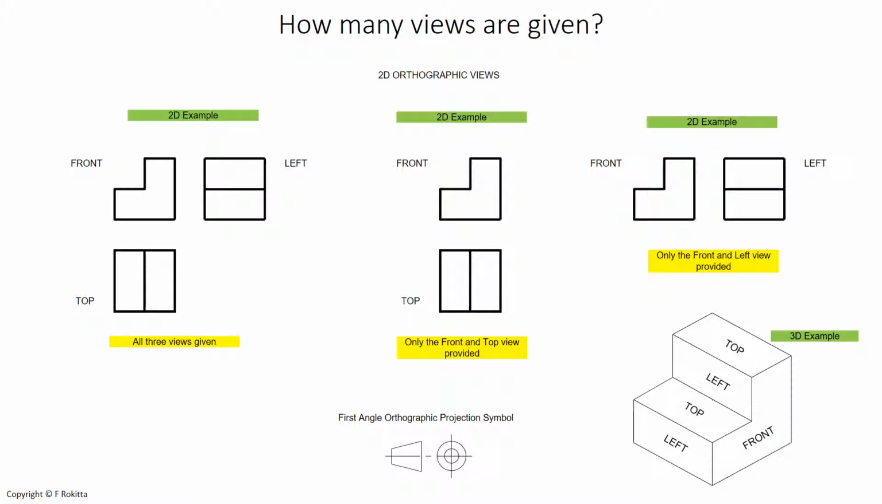In the middle, we see that only the front and top view of our model has been provided, but the information here should be sufficient for us to be able to draw the full 3D model of our question. On the far right, we see that only the front and left view has been given, and in this case the top view has been omitted. With all the dimensions that are provided along with the question, we should still be able to answer our question.